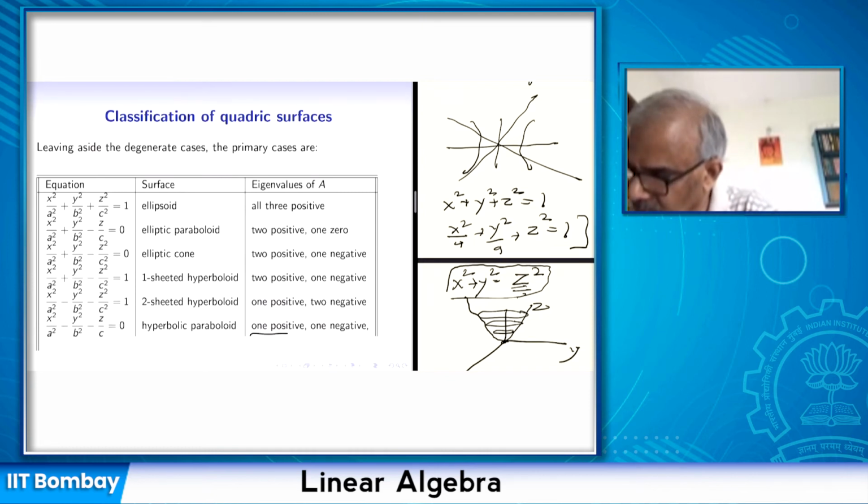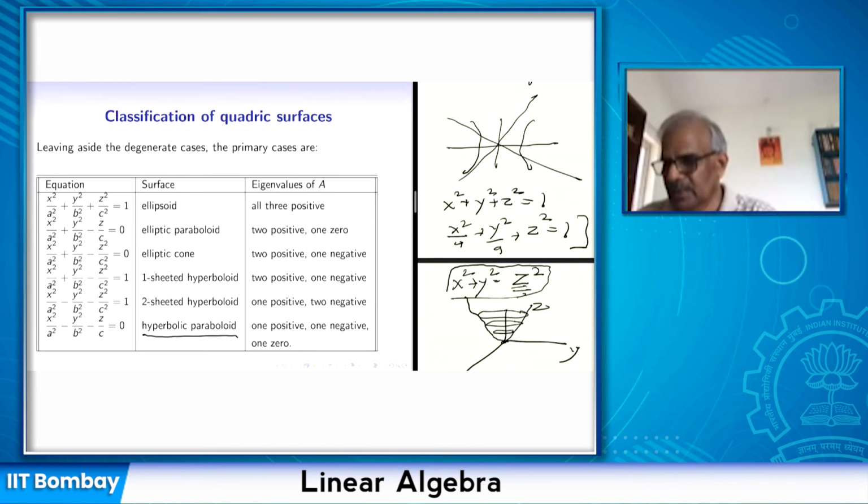When one is positive and one is negative and one is 0, then I don't get all three quadratic terms, I get a linear term, and this is a hyperbolic paraboloid. So that is four, but there are six non-degenerate cases, and there will be several degenerate cases where we don't get such shapes. So that is the classification of quadratic surfaces.